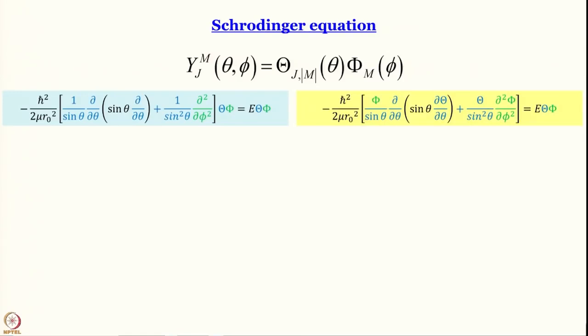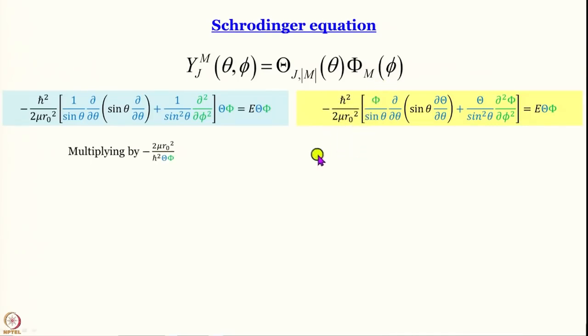What are we trying to do? We are trying to separate the equation. So, first of all, let us multiply by 2 mu r 0 square divided by h cross square. That is very simply to get rid of the coefficient here, and we will also multiply it by 1 by capital theta capital phi. Why? Because once we do that, here we have capital phi in the numerator. If you multiply it by 1 by capital phi capital theta, then phi and phi cancel, you are left with capital theta.